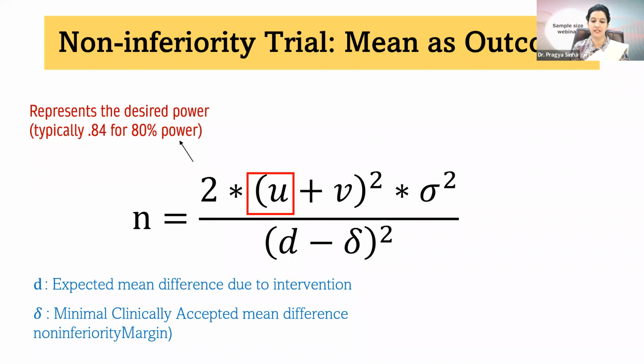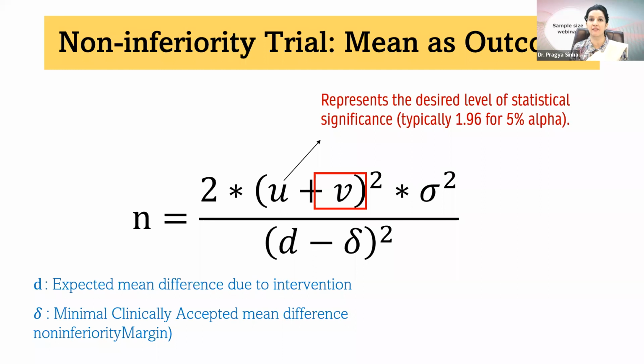So basically this U is for the power. When power is at 80%, the value of U is 0.84. And this V is basically the alpha error, the desired level of statistical significance. At minimum we keep it at 5%. You can have 2.5 less than that also, but we set it at 5%. So the value of V at the 5% level is 1.96. So these two values, 0.84 and 1.96, are U plus V.